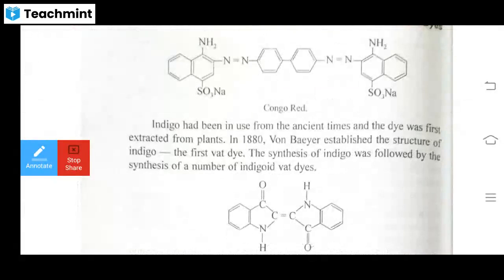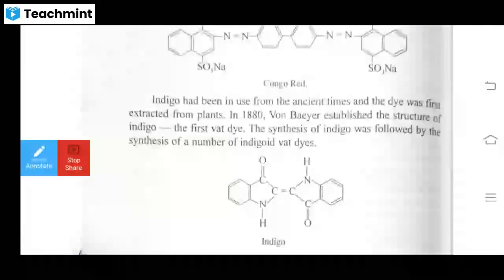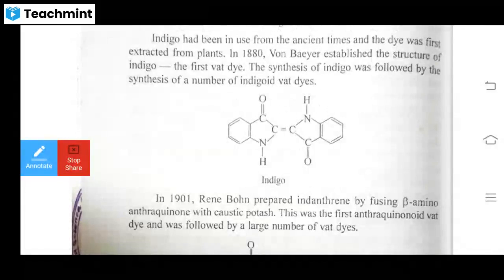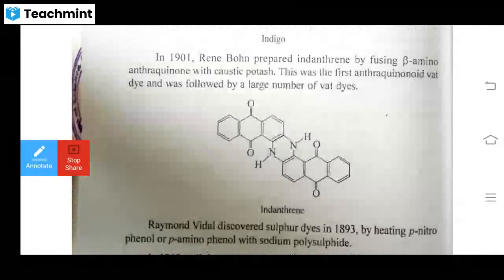Then indigo had been used since ancient times, and the dye was first extracted from plants. Later Bayer established the structure of indigo, the first vat dye. So this is also an important dye, indigo. Indigo is generally used for coloring jeans. Indigo is the main color used in the jeans industry, that is, the coloring of the jeans we use day to day.